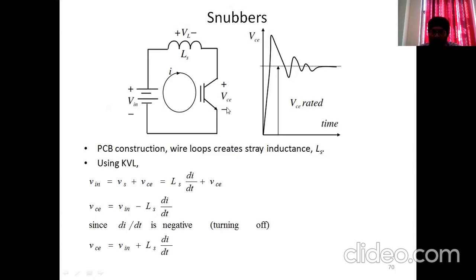Which actually creates an overshoot over here, a complete overshoot, because all of a sudden, due to this stray inductance, the complete voltage is applied. When all of a sudden we turn off this device, this switch, an overshoot happens, which may destroy or damage the device. So we need to protect this device from these surges or overshoots.